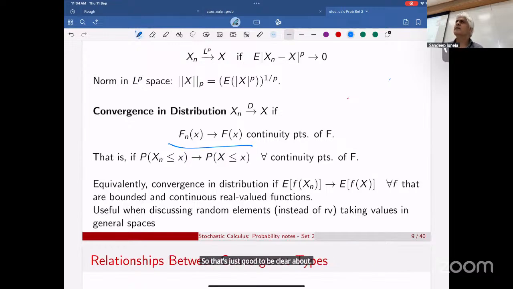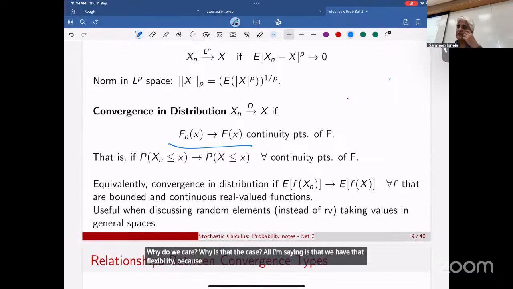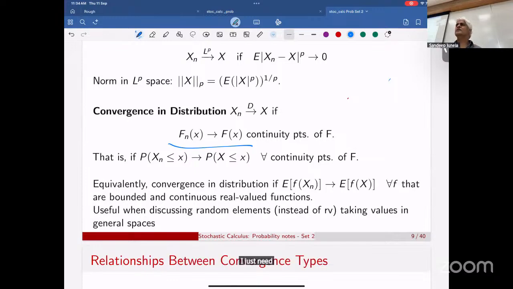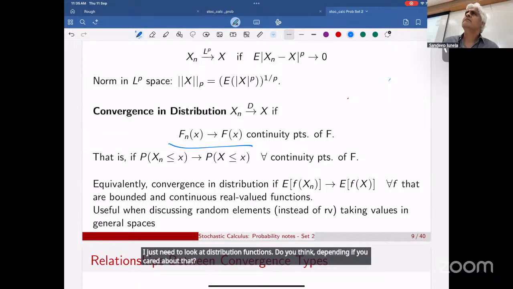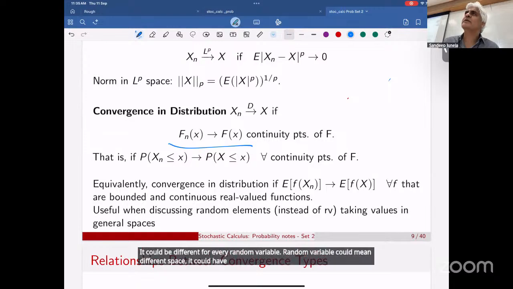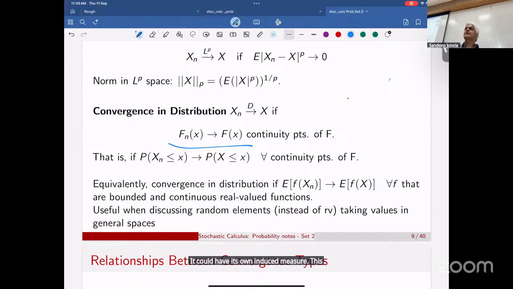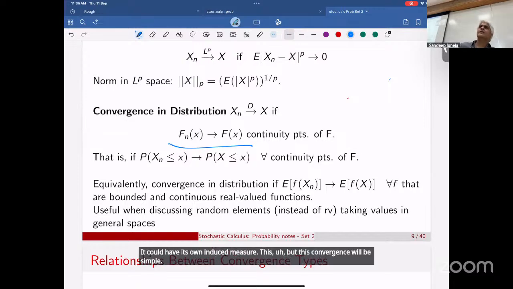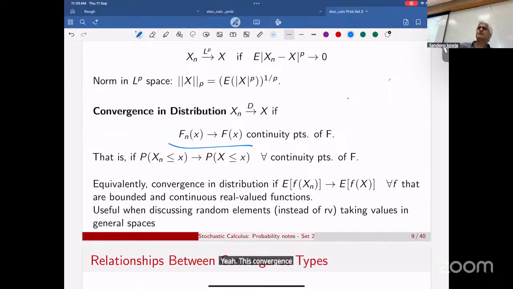Why do we care? Why is that the case? All I'm saying is that we have that flexibility, because for the definition to work, I just need to look at distribution functions. You cared about that measure set. It could be different for every random variable. A random variable could be in a different space. It could have its own Lebesgue measure, its own induced measure. But this convergence will still hold. This convergence only depends on distribution functions.